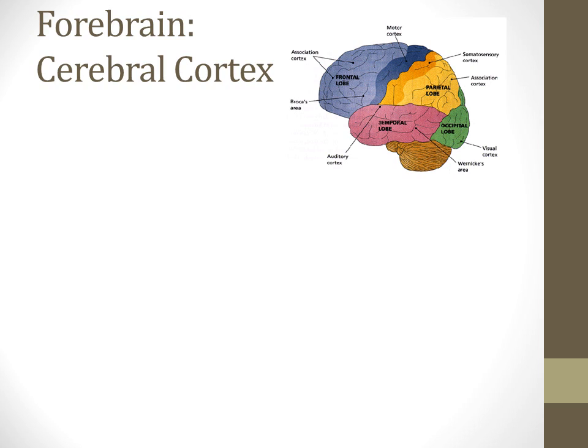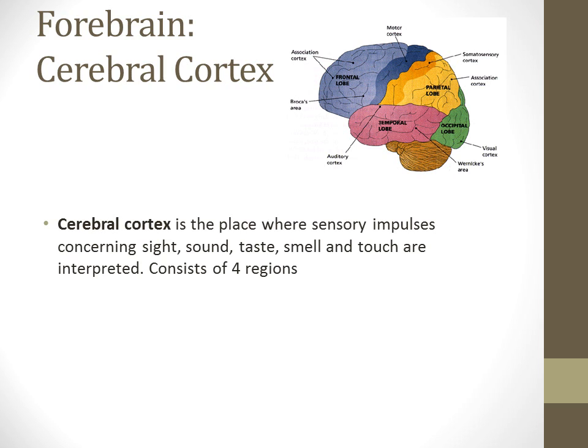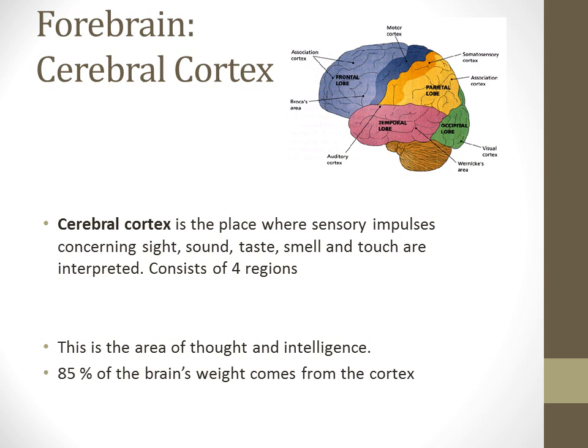The major lobes of the brain, I want to make sure you know one more time, are the frontal, the temporal, the parietal, and the occipital. Within each lobe, we're going to talk about specific functions and association areas. The cerebral cortex is where sensory impulses concerning sight, sound, taste, smell, and touch are interpreted. This is the area of thought and intelligence. 85% of the brain's weight comes from the cortex. It makes us different from other species.